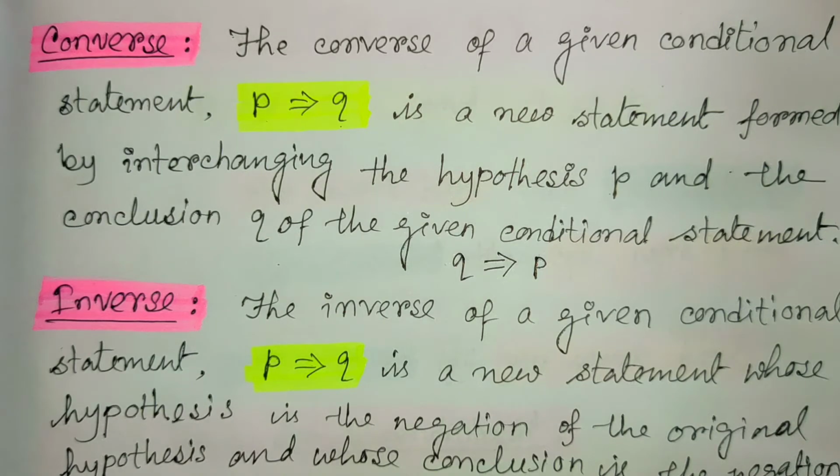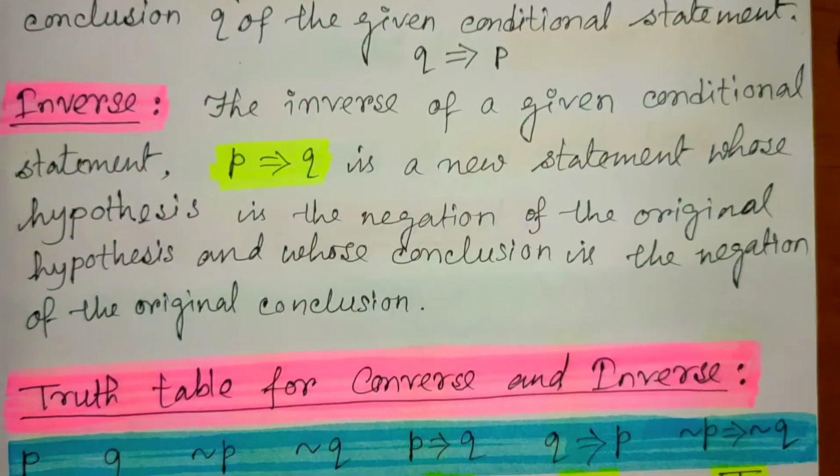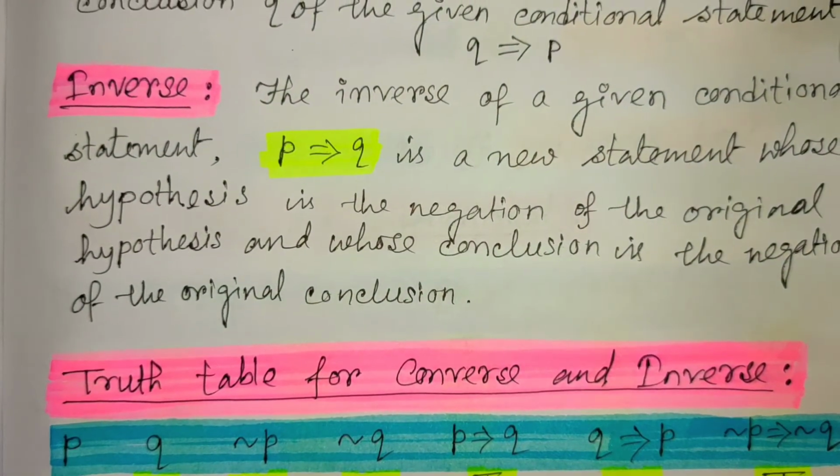Okay, and now inverse. At first let me give the definition of inverse also. After that, with the help of the truth table, we conclude, that means we come to know about them elaborately. So what is inverse?